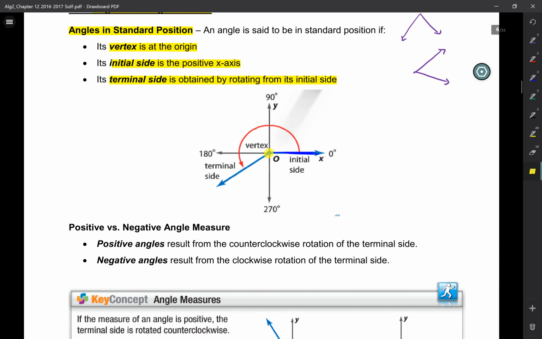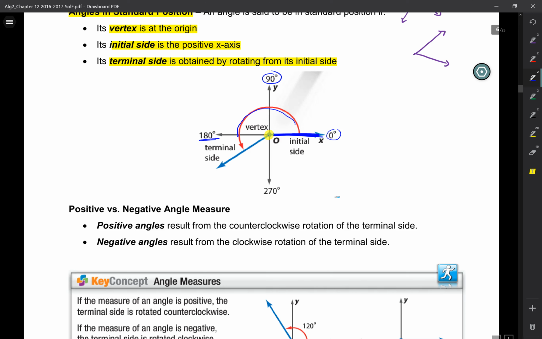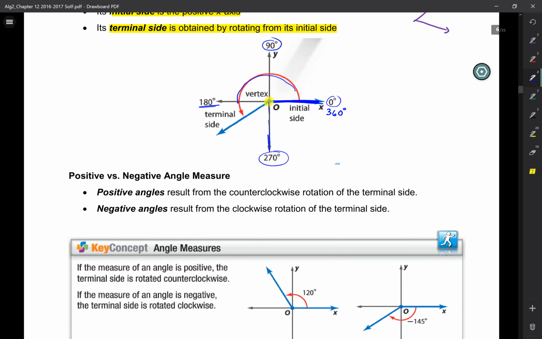Now, once we put this on the x and y axis, if my initial side was here, and I haven't opened up my angle yet, I have a 0 degree angle. Now, if I open it up until here, I have 90 degrees. If I open it up until here, that's a 180 degree angle. If I go a little bit more to here, that's a 270 degree angle. And if I go all the way, I have a 360 degree angle. All right, so that's how we label our axes.